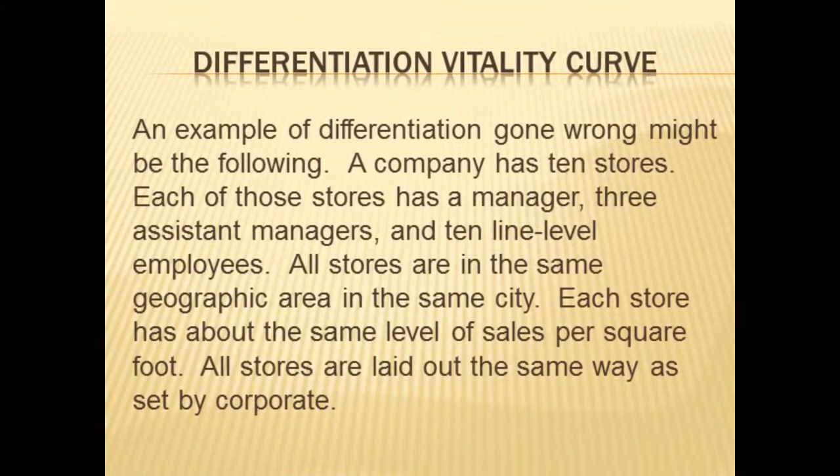An example of differentiation gone wrong might be the following. A company has 10 stores. Each of those stores has a manager, 3 assistant managers, and 10 line level employees. All stores are in the same geographic area in the same city. Each store has about the same level of sales per square foot. All stores are laid out the same way as set by corporate.